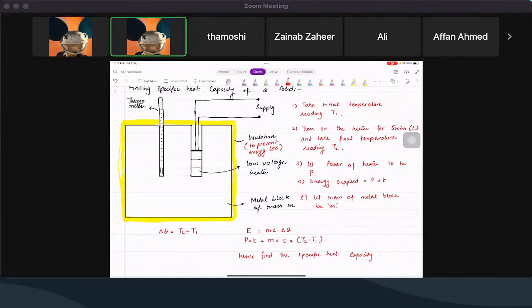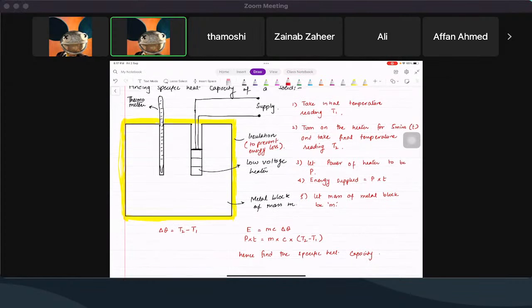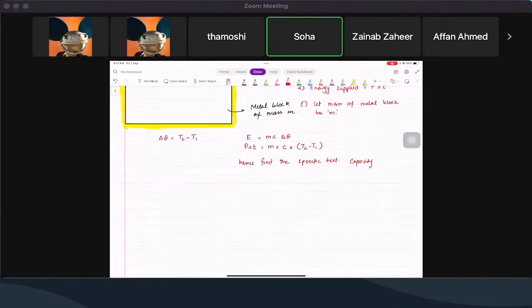Okay. Now let's move to the next part. Everybody's written it. Should I go forward? Yes. Now, the next experiment is finding the specific heat capacity of a liquid.